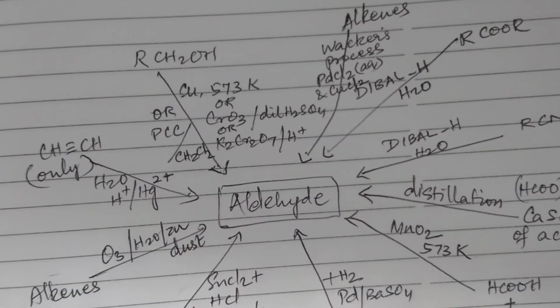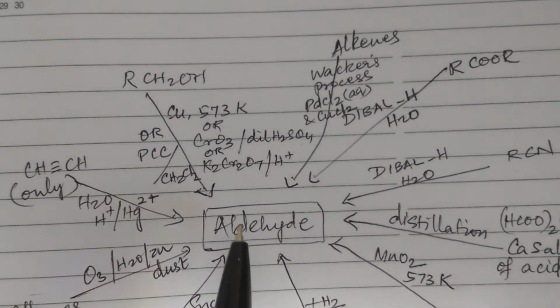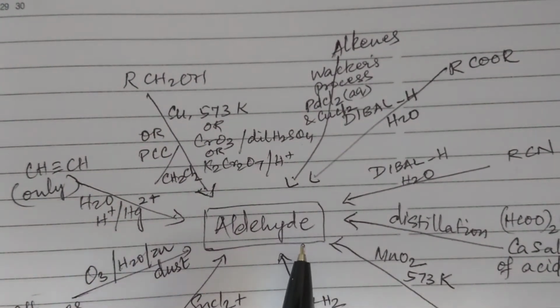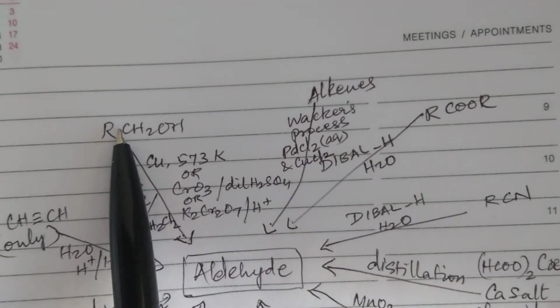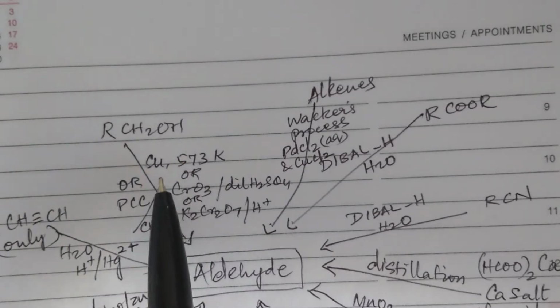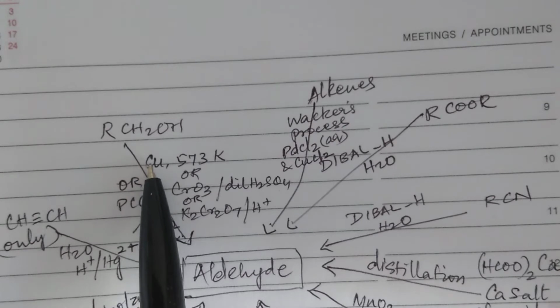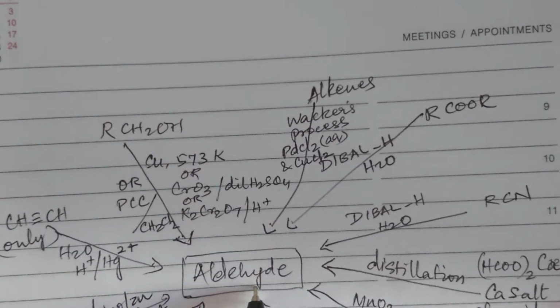Yes, children. So let us see preparation of aldehydes. Now, aldehydes can be prepared from various sources. First of all, you can prepare it from primary alcohol. This you have already studied in alcohol chapter. Primary alcohol, when you pass the vapors of alcohol through a copper tube at 573 Kelvin, you can get aldehyde.